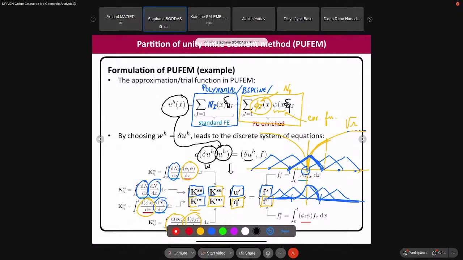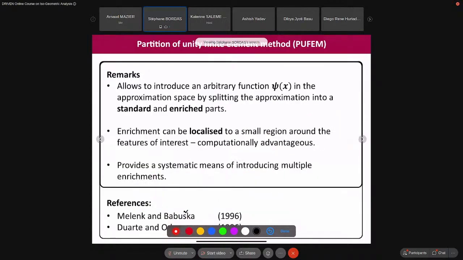So what we can deduce here is that we can add any arbitrary function to the approximation field. And that is the nice thing about this approach.